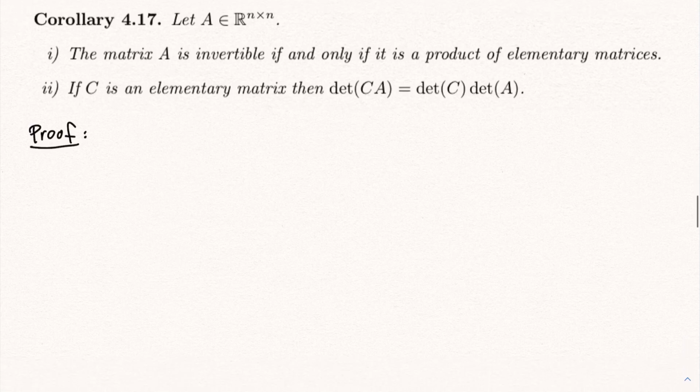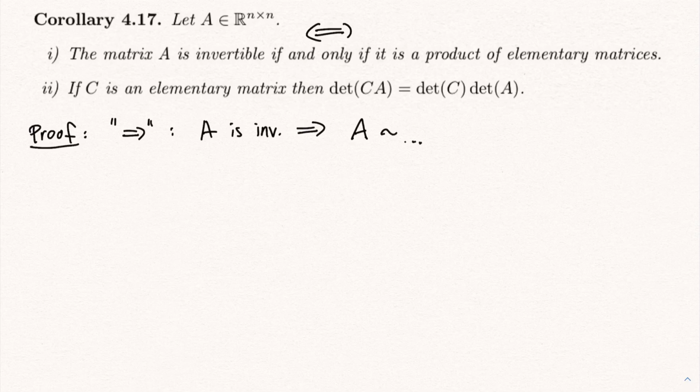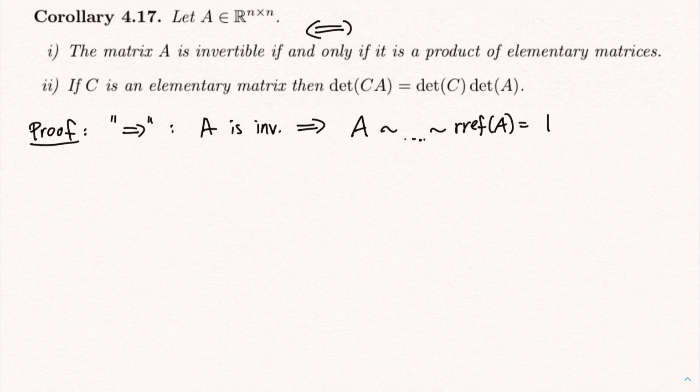So here we have an if and only if. We want to show that if A is invertible, then it's a product of elementary matrices, and if it's a product of elementary matrices, we want to show that it's invertible. So let's do this direction. If A is invertible, this means that we can use these row operations to get the row reduced echelon form of A. And if A is invertible, this is always the identity matrix.